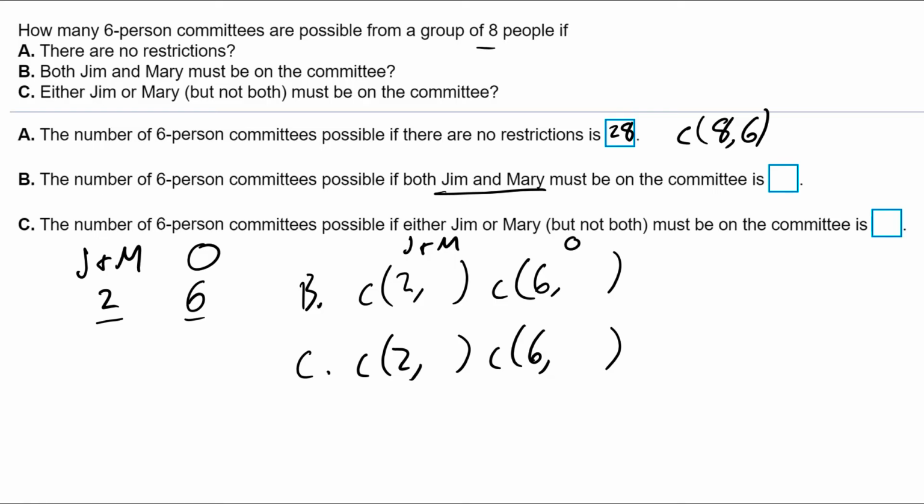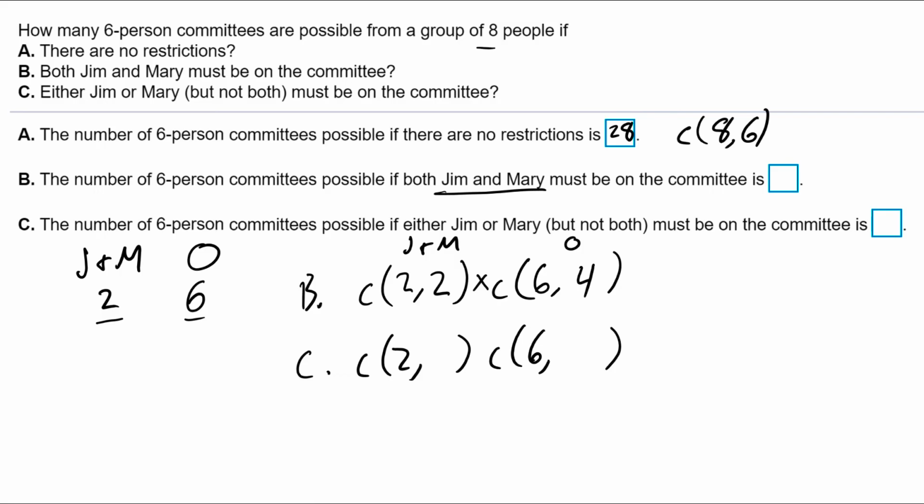So for part B, we want both Jim and Mary on the committee. So that means from those 2 people, we need to choose both of them. So that's combination 2-2. Now, that's 2 people from a 6-person committee, so that means from the other group, we would need to choose 4, because we want to choose 6 total. We chose Jim and Mary, now we need to choose 4 more. So we're going to multiply those combinations together because we want both Jim and Mary, and we want 4 more people because we need a 6-person committee.